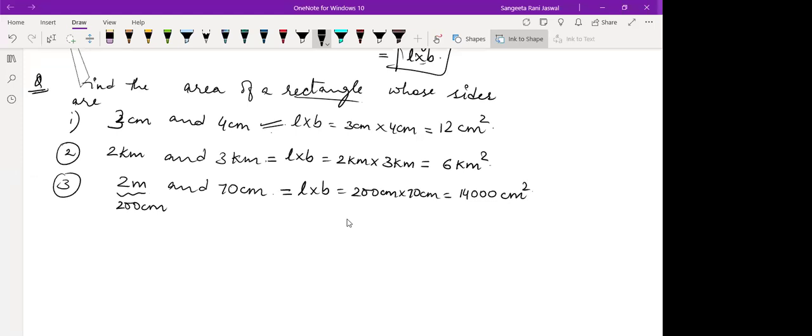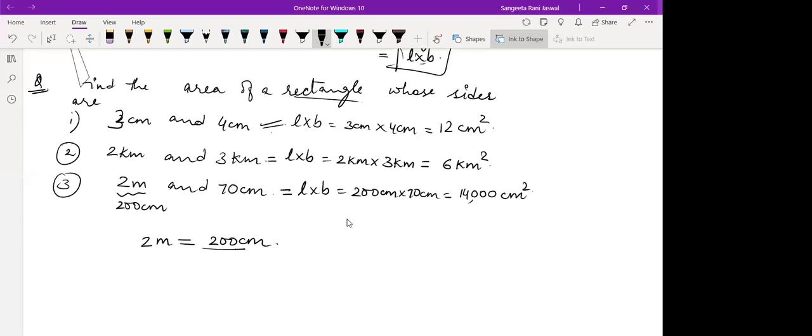Good, beta. Okay. So 14,000 centimeters square. Right? So what did you do here? You converted 2 meters to centimeters. So 2 meters is 200 centimeters. Ma'am, I got 14 meters square. No, beta. This is 14,000.